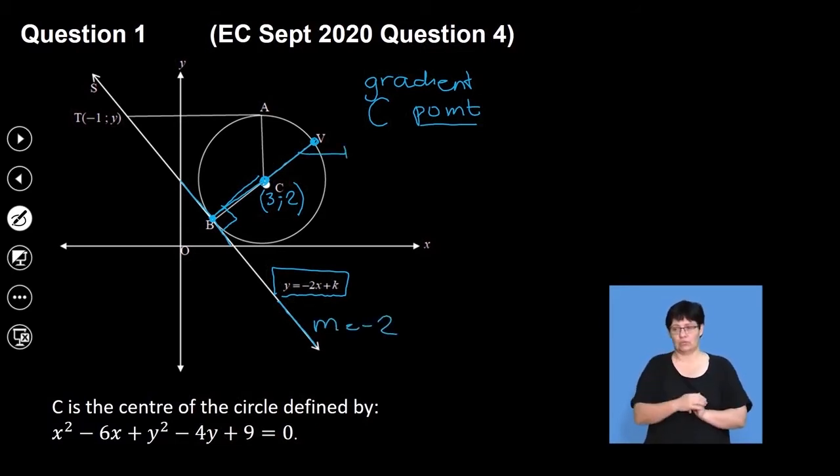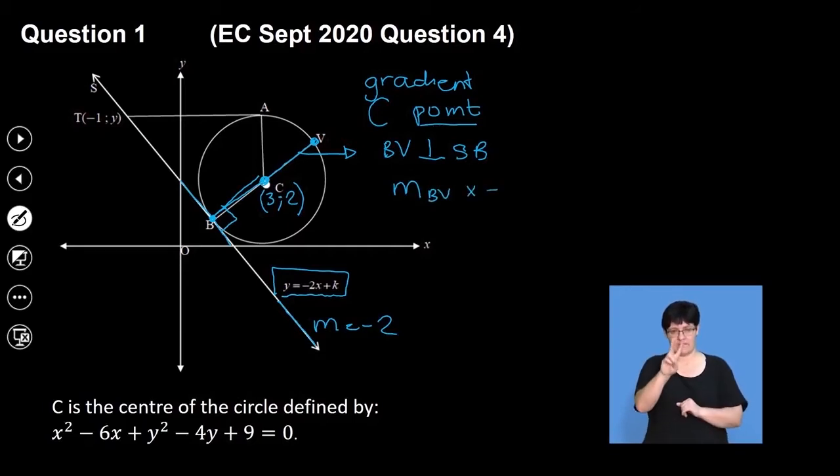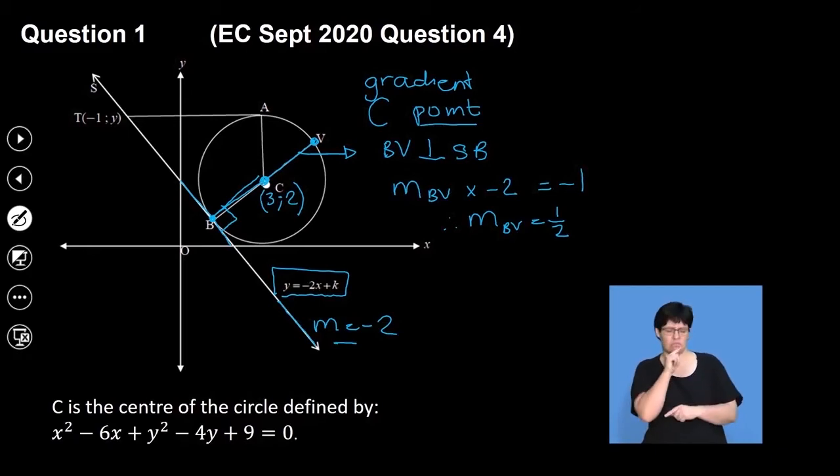So therefore, the gradient of BV is perpendicular to the line SB. So the product of their gradients must be equal to -1. So the gradient of line BV times -2, which is the gradient of line SB, must be equal to -1. And therefore, we know that the gradient of line BV is equal to 1/2. Always take a moment to think about whether it makes sense. We expect BV to have a positive gradient, and it does.